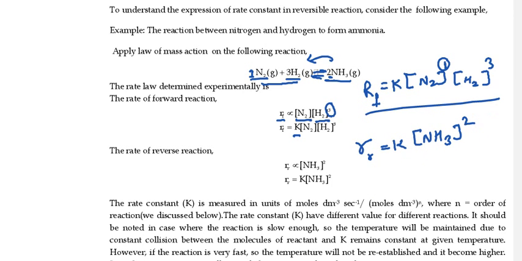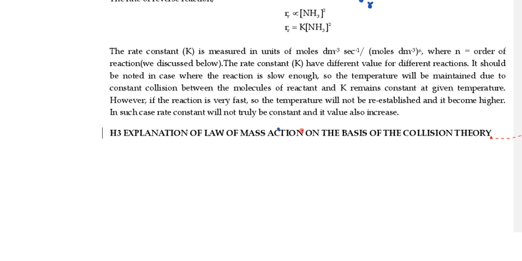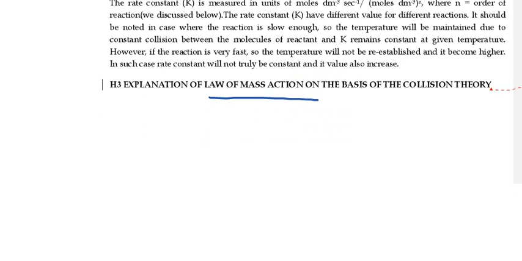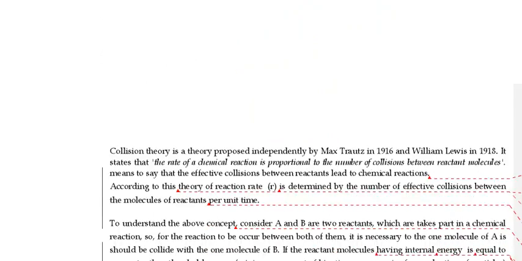Now, why we'll discuss the law of mass action is because the collision theory is completely based on the explanation of the law of mass action. The law of mass action states that the rate of reaction is directly proportional to the active mass of the reactant. The collision theory explains the law of mass action by experiment.